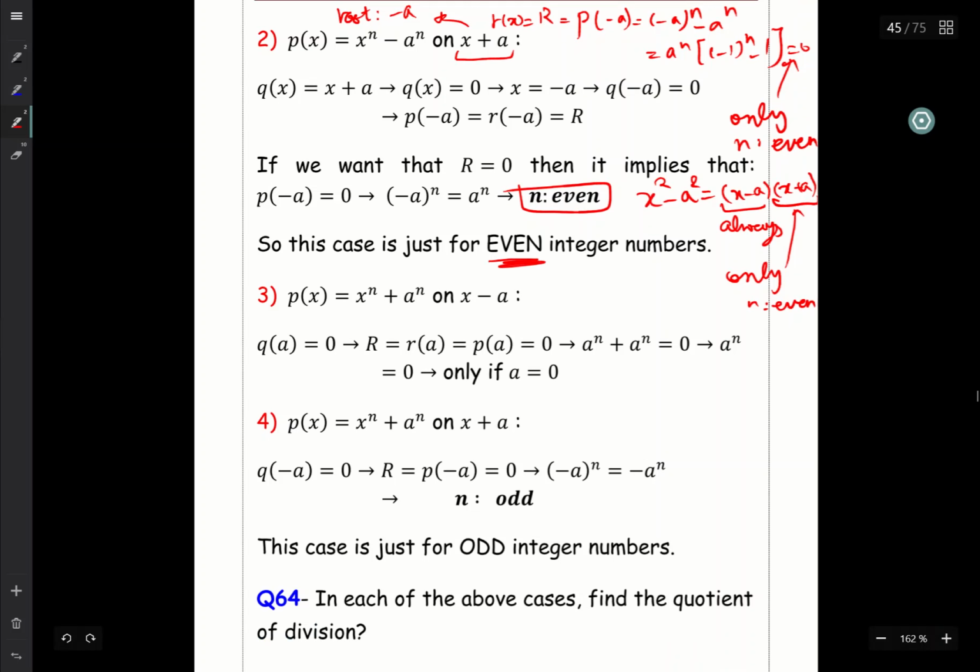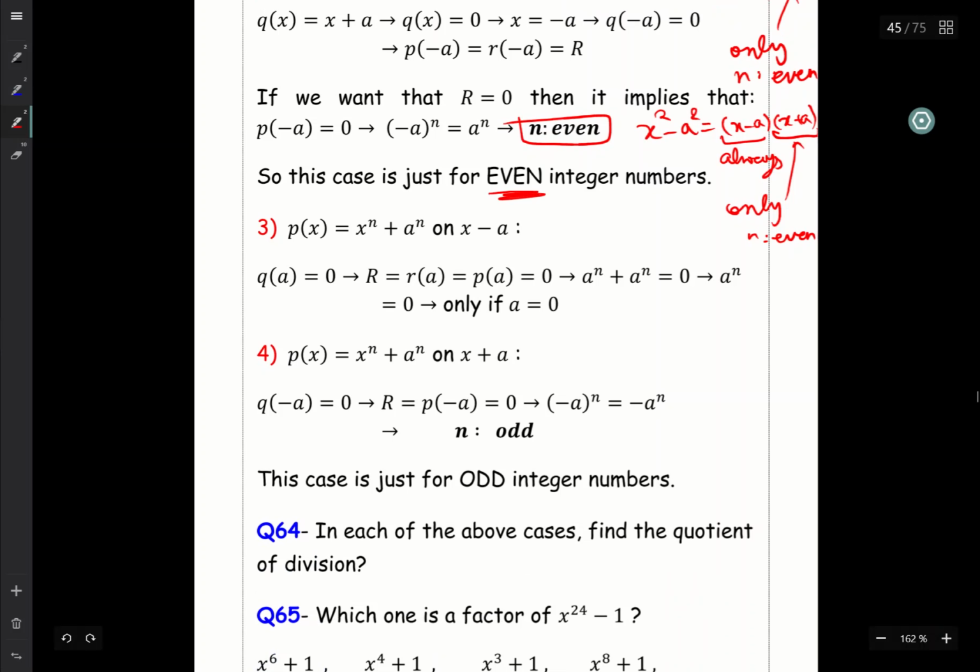Even integer numbers. How about x to the n plus a to the n divided by x minus a? Again, when is the remainder 0? The remainder is the polynomial evaluated at the root, a to the n plus a to the n, right?